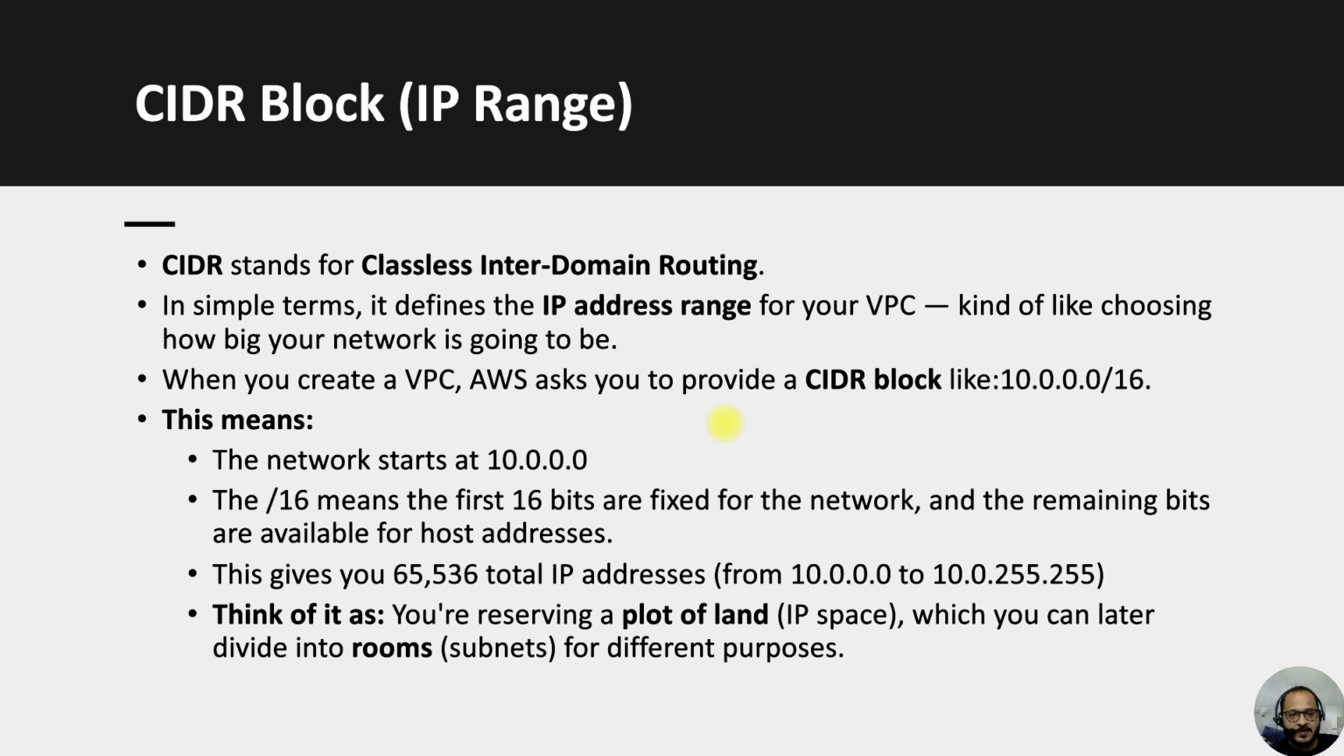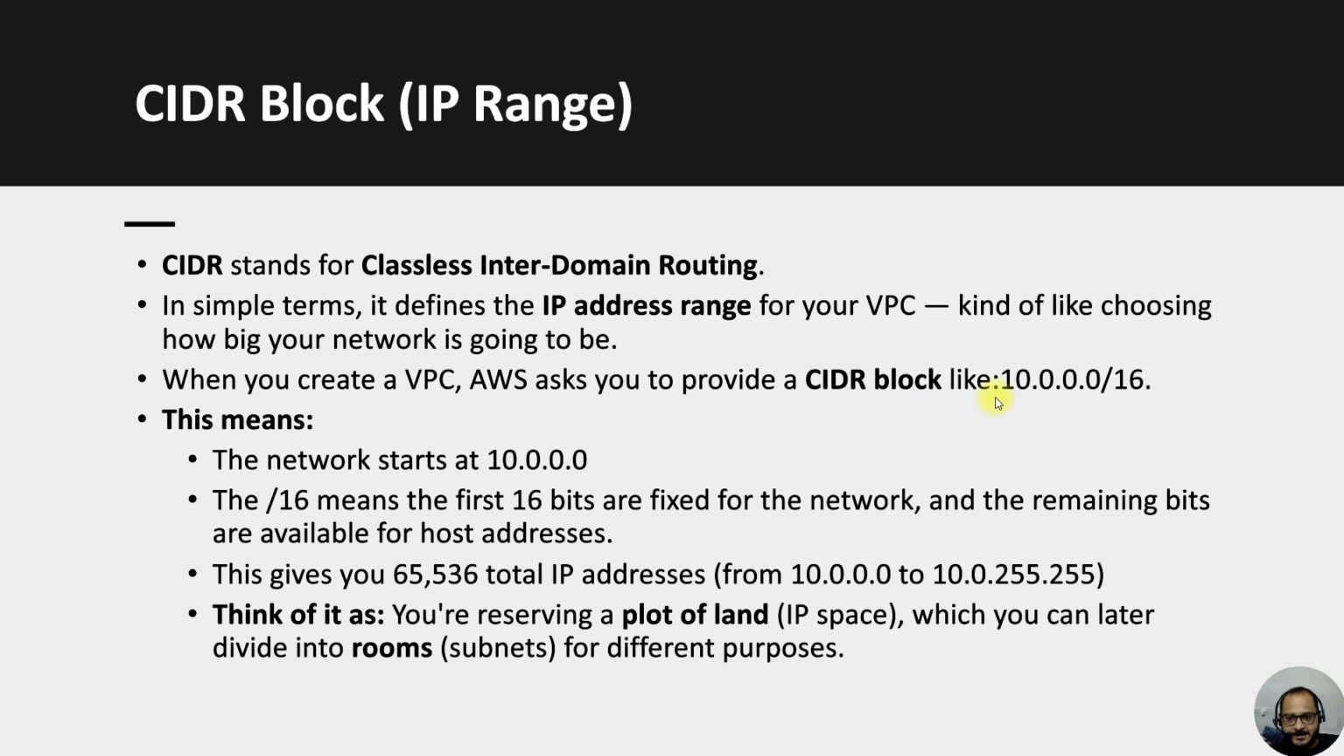Suppose we are going to create thousands of EC2 instances in AWS, then each EC2 instance should have one IP address. So accordingly we have to select the range based on the network, based on the resources which we are going to provision as part of our virtual private cloud.